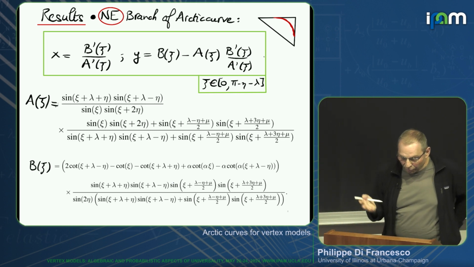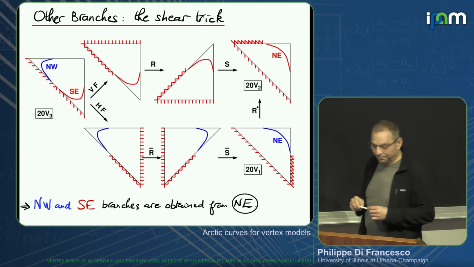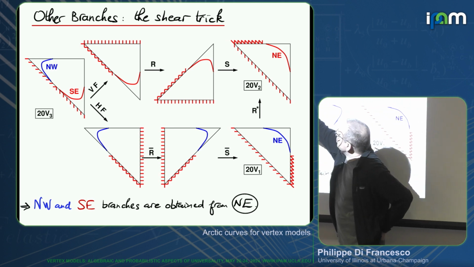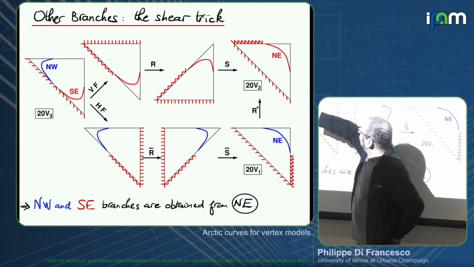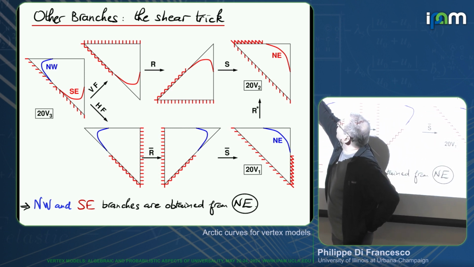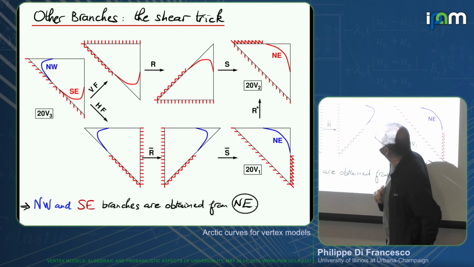So how to get the rest of the Arctic curve? Because it doesn't stop there. And here is the trick. So I call it the shear trick. So there is a transformation of the model. So you take a configuration, your favorite configuration. You know already about the northeast branch, and you would like to compute the northwest and the southeast branches as well of this Arctic curve.